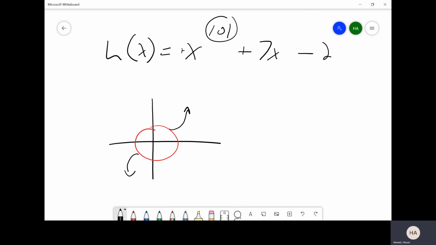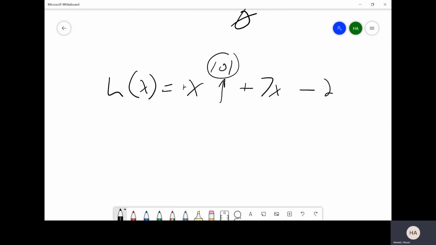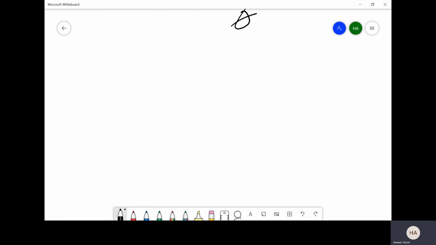But anyway, neither here nor there. That's not what I'm getting at here. What I am getting at is that I have no idea what the solutions are to this function, but I can guarantee you that this has at most 101 real solutions. There cannot be 102 solutions for this function because our highest power is 101. Are we all good with that? I hope so. If you have any questions, please let me know.